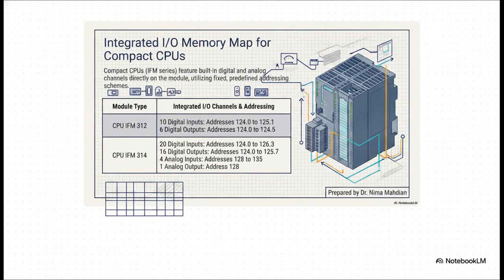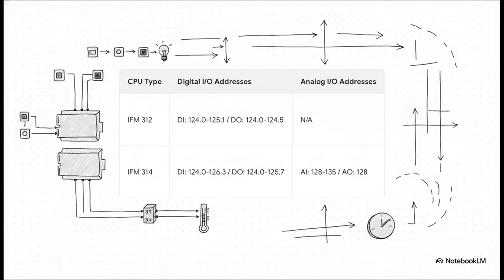Now, of course, not every single setup out there uses separate modular cards. If you're working with the compact CPUs, specifically the IFM series, things are handled just a little bit differently. These specific modules actually feature built-in, integrated digital and analog channels right on the CPU hardware itself. And because the hardware is integrated like that, it uses fixed, predefined addressing schemes. These are schemes you've essentially just got to memorize, or at least keep a reference chart handy when you're designing your logic. Just to make that a bit more concrete for you, let's look at some numbers.